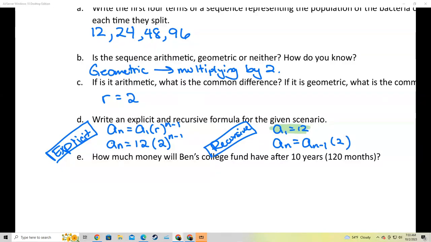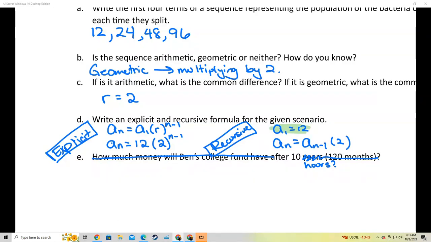And for some reason, we're talking about Ben's college fund. That's the wrong question. What I do want to ask is, how much bacteria is there after 10 hours? So you have two options. You can either start with 12 and then double it, and then double it, and then double it, and then double it, and then double it, right? You're going to do that 9 times because remember, it's that n minus 1.